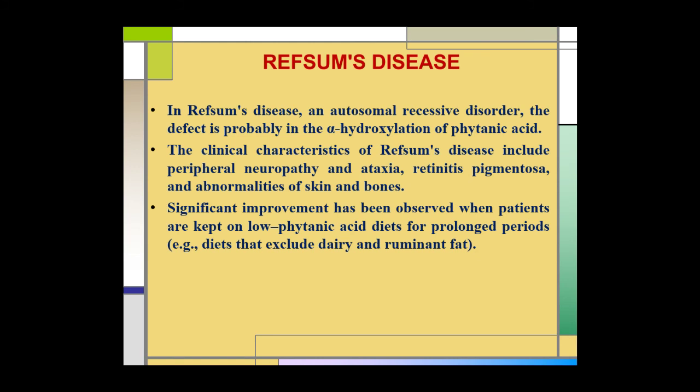Refsum disease. In Refsum disease, which is an autosomal recessive disorder, the defect is probably in the alpha hydroxylation of phytanic acid. The clinical characteristics of Refsum disease include peripheral neuropathy, ataxia, retinitis pigmentosa, and abnormalities of skin and bones. Significant improvement has been observed when patients are kept on low phytanic acid diets for prolonged periods, for example, diets that exclude dairy and ruminant fat.